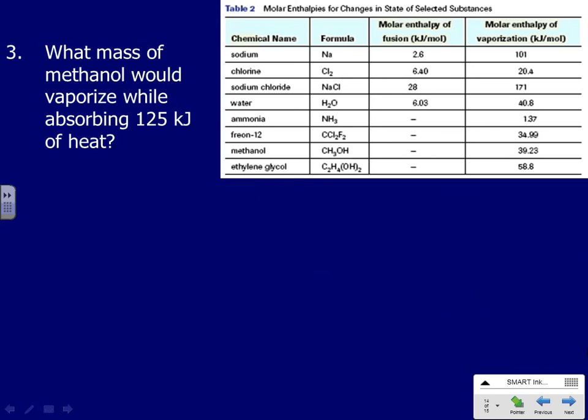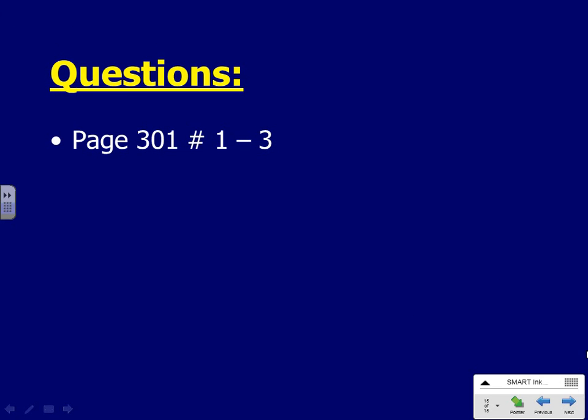I'm not going to do the last example just for the sake of speed. There are 3 little questions that you can do just on that molar enthalpy equation.